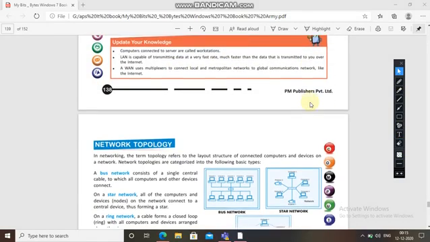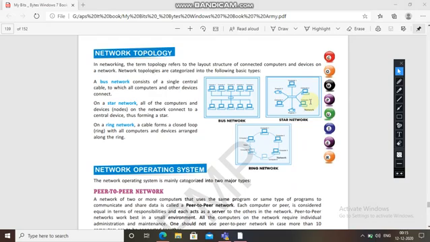Now we come to network topology. In networking, the term topology refers to the layout structure. I have told you, the design, the structure of connected computers and devices on the network. Network topologies are categorized into the following basic types, based on how they are connected and how the signals flow in them: bus network, star network and ring network. So let's talk about the bus network.